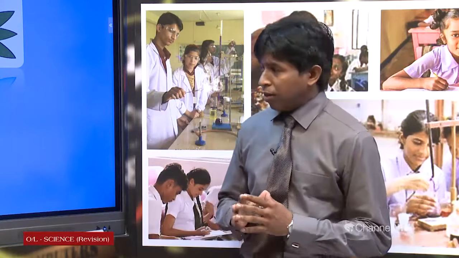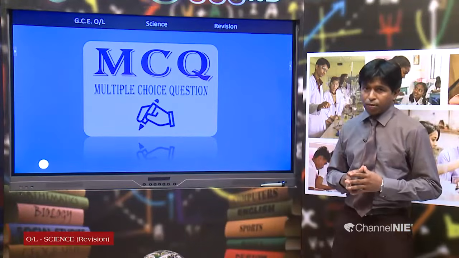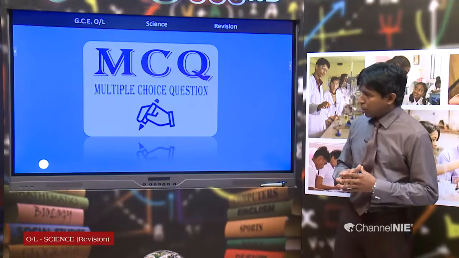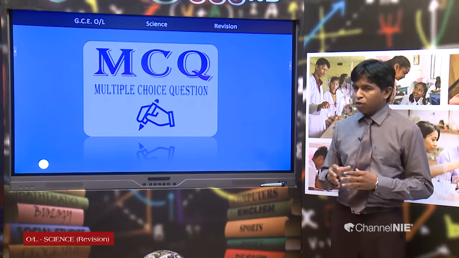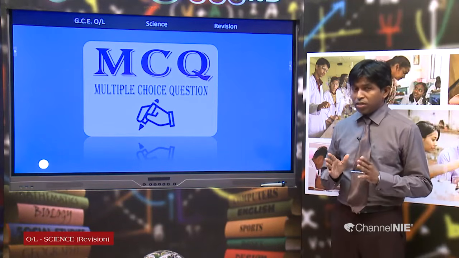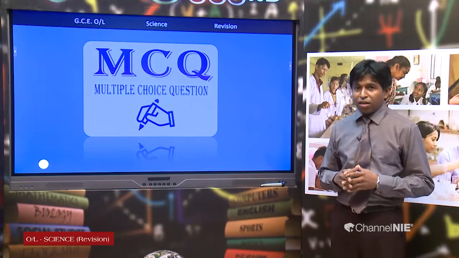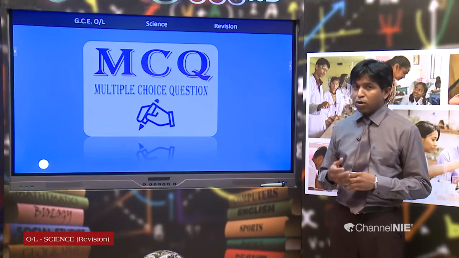So, before I start, let us see the importance of how to answer multiple choice questions. There can be more than one correct answer. Then you should go for the most correct, most accurate answer, and you have to read the instructions given carefully, and check whether they are asking for the incorrect one, the false statement, or the correct one.